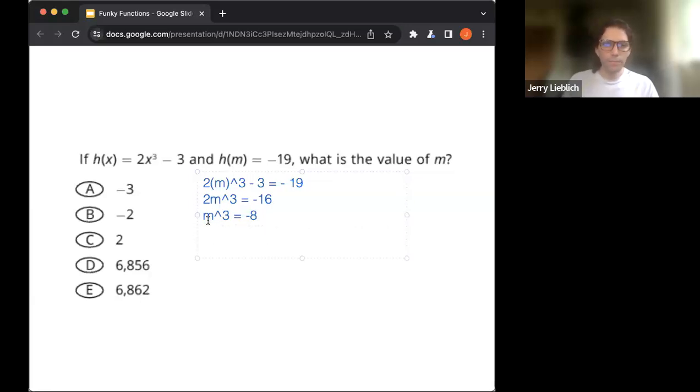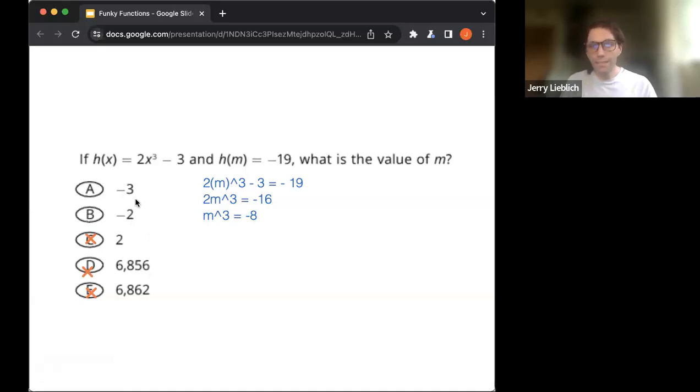Now, okay, to get m by itself, what's my last step? I've got to take the cube root of both sides. Now, because this is negative, I should already know that my answer, m, has got to be negative. Because a negative number to an odd exponent is going to stay negative. So I can get rid of these positive answers. And if I'm unsure of what the cube root of 8 is, and my calculator won't let me do it, well, I could try both of these and see which works.